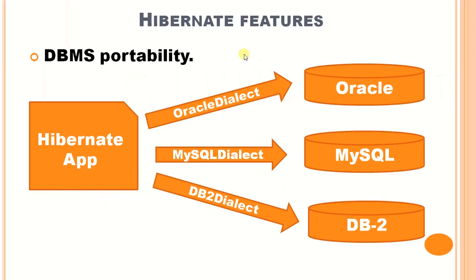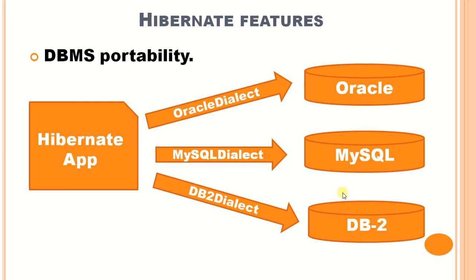The very first feature of hibernate is it is DBMS portable. It means suppose you make the hibernate application, same hibernate application will work with the different databases like Oracle database, MySQL database or DB2 database. What does it mean? It means if you are making the hibernate application and you are writing the hibernate queries in it, so the same hibernate query can work with the different databases like Oracle, MySQL, DB2.